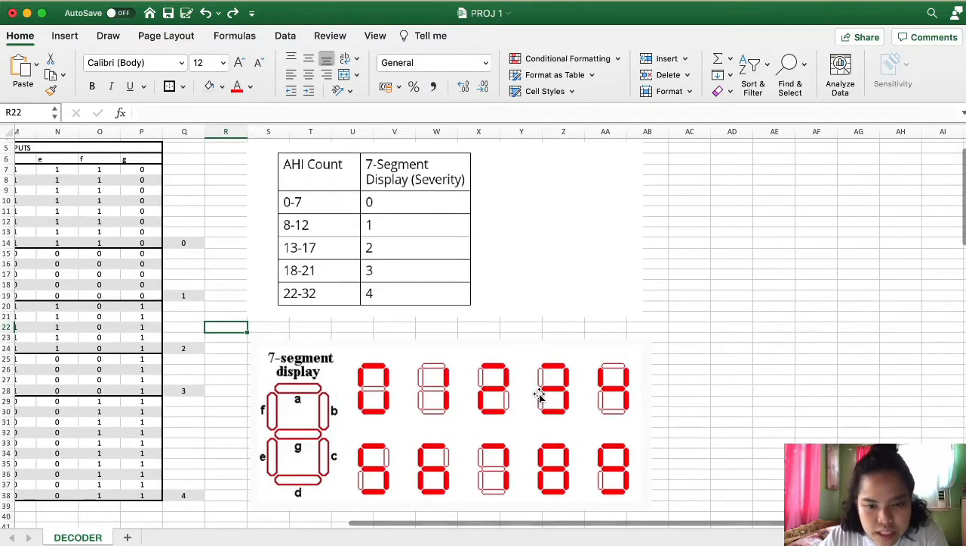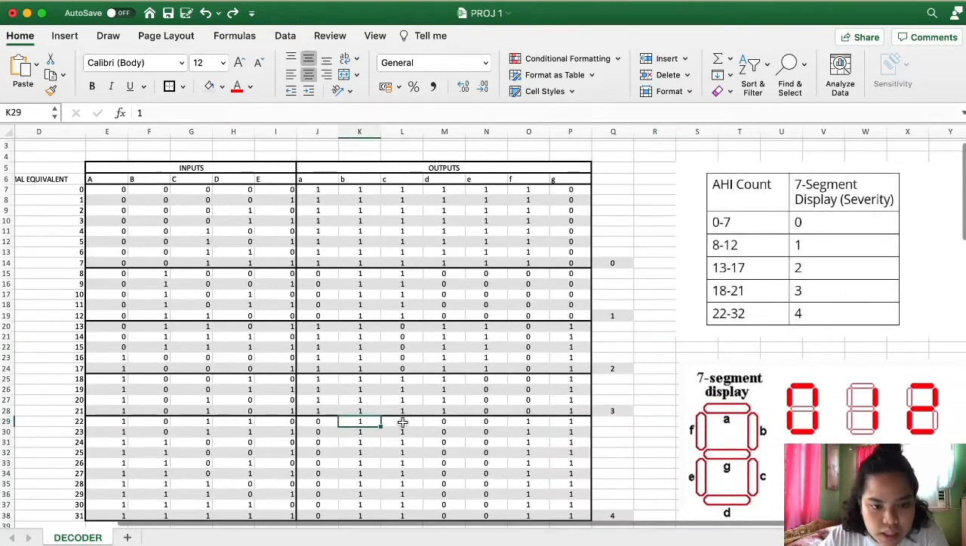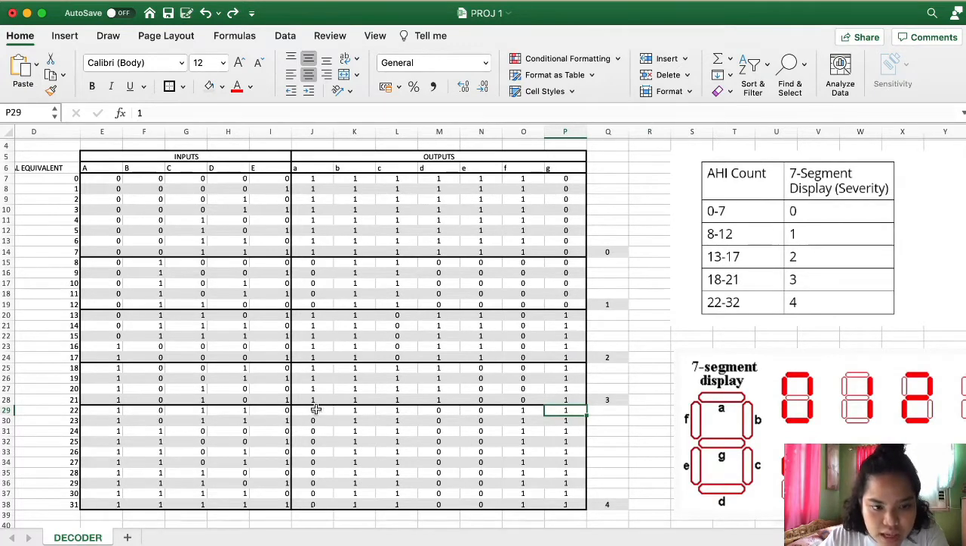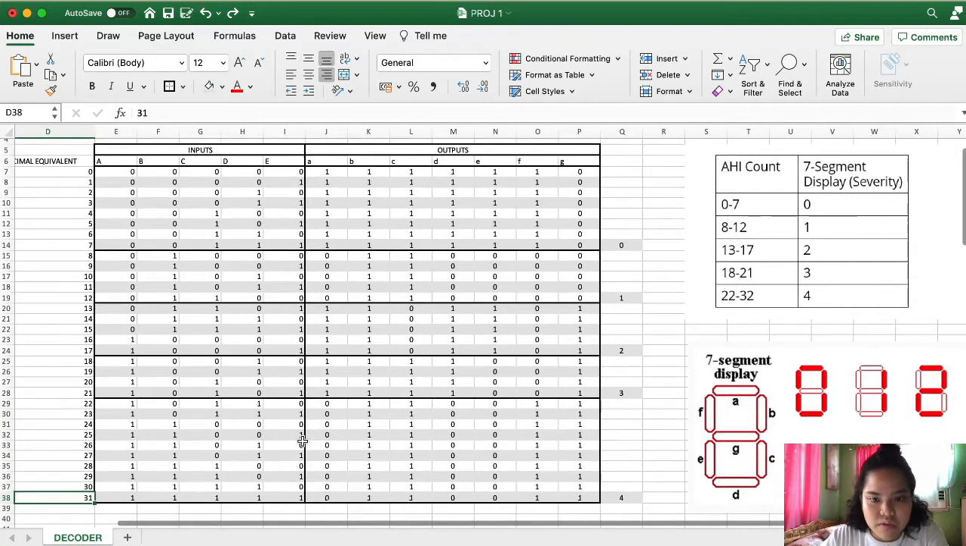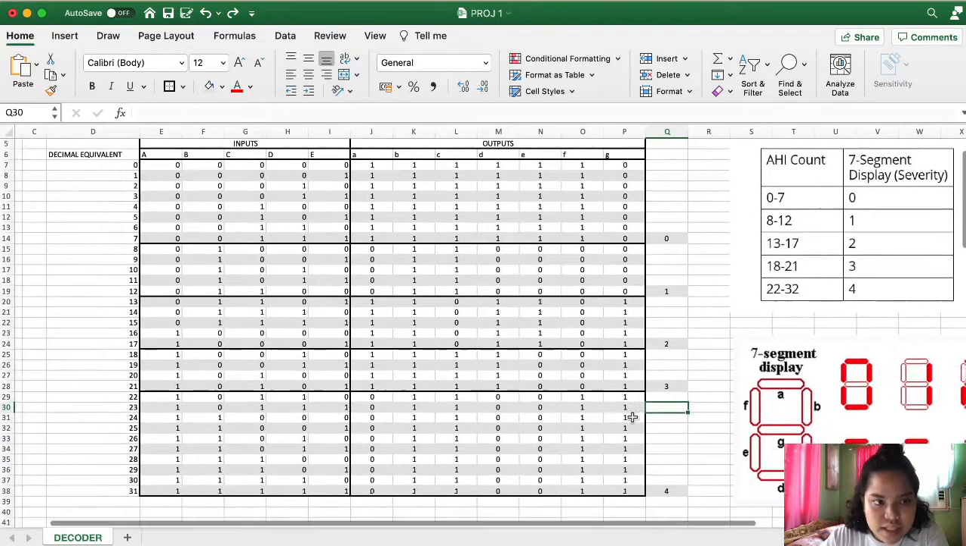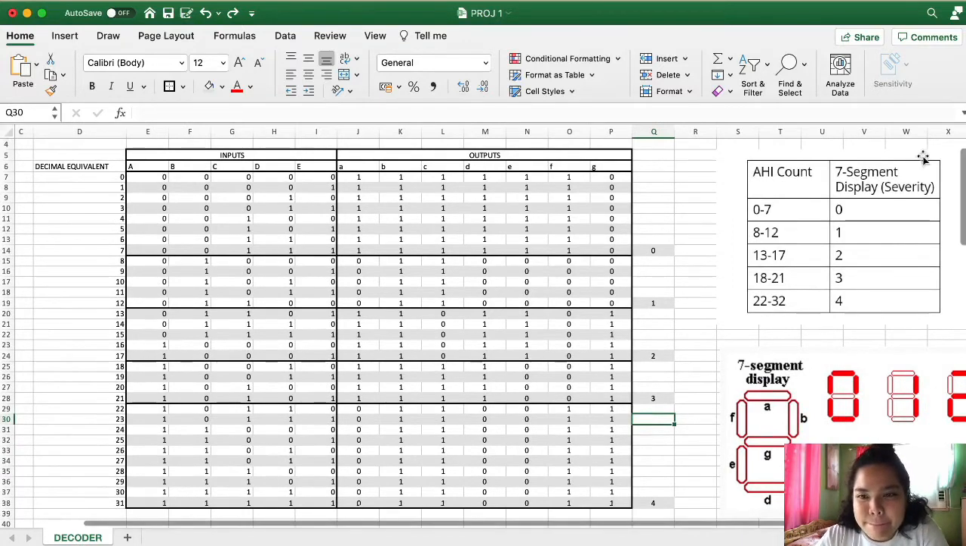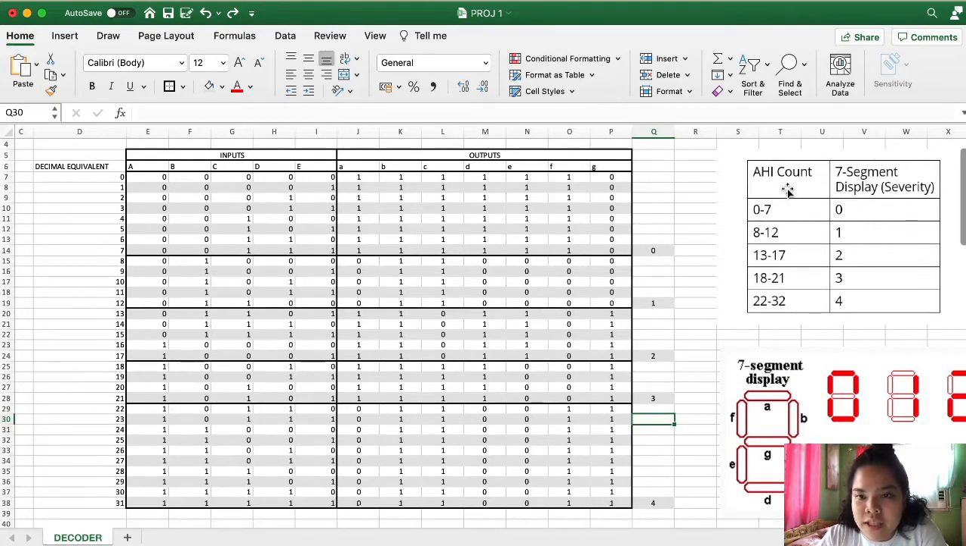So it would be B, C, F, and G, those are the only ones that have 1. And then everything else, A, D, E, are at 0 because we would want them to remain unlit, while B, C, F, and G are lit. So the same could be said for 22 up to the very last here at 31 for the decimal equivalent. So this right here is the truth table for our AHI count and its corresponding 7 segment display.